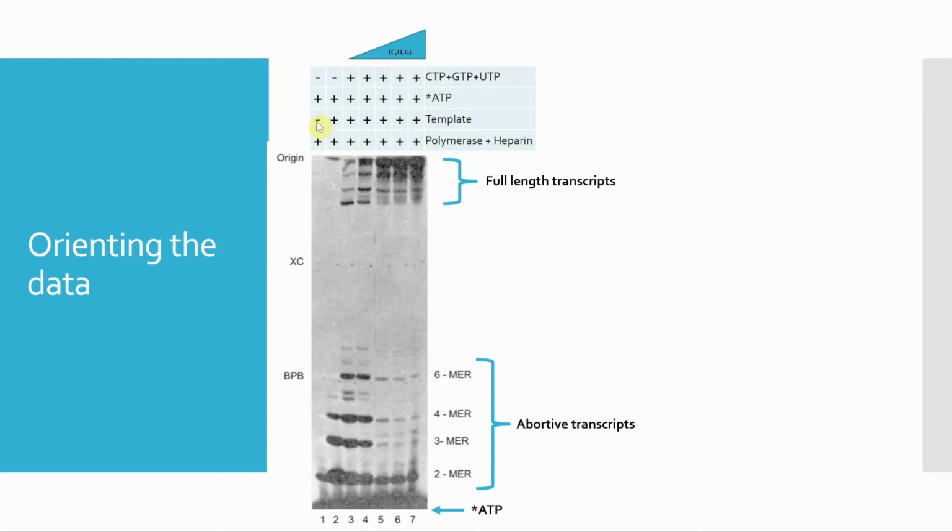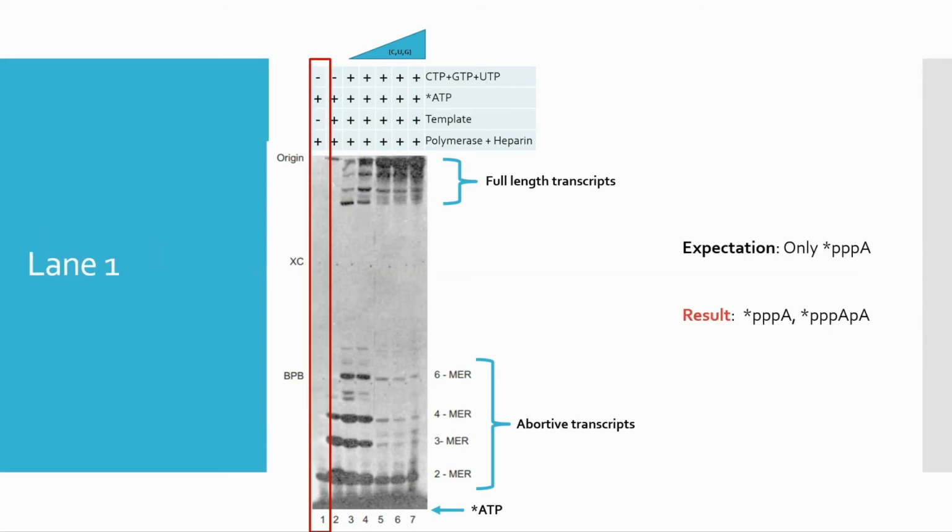The researchers varied whether the template was present as a control, as well as the nucleotides present, and the concentrations of CTP, UTP, and GTP. The big black line at the bottom is where the radio-labeled ATP ran to. The bands in the middle are abortive transcripts, and these variable bands at the top are full-length transcripts. Lane 1 is supposed to be a control, ensuring that we get no transcription products if we don't have a template present. We would expect to see no products other than this radio-labeled ATP.